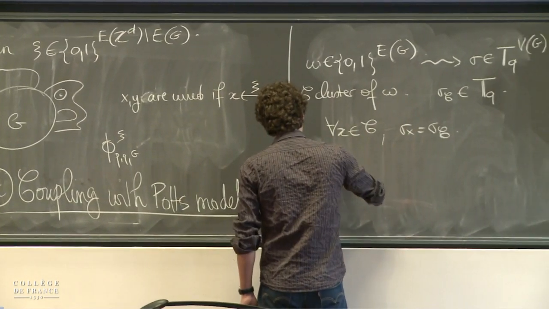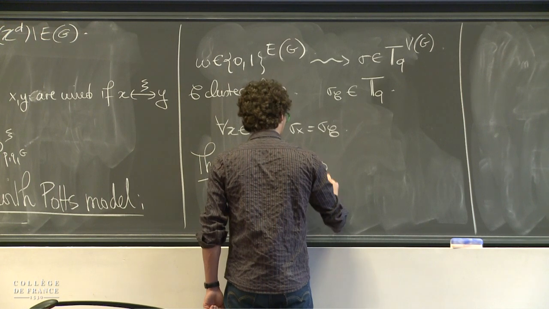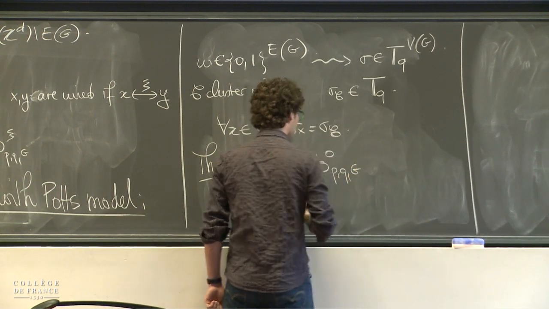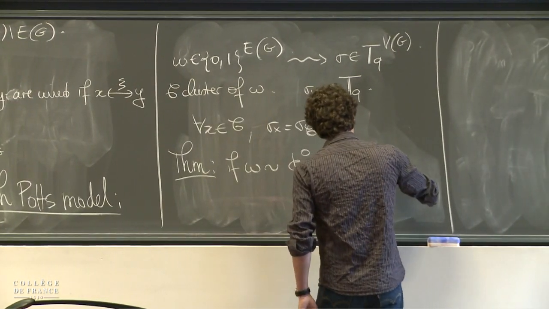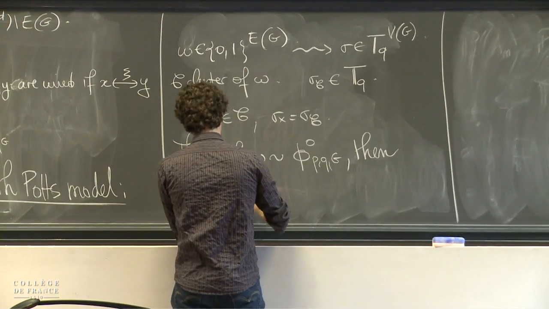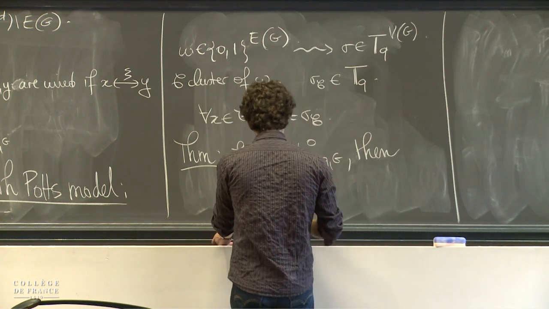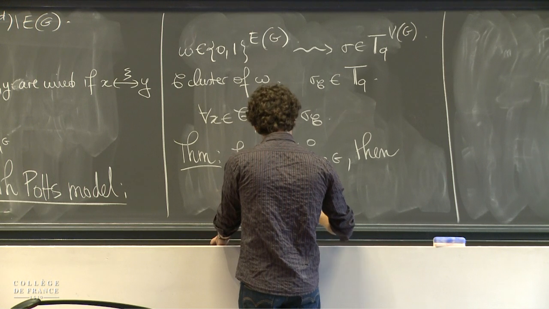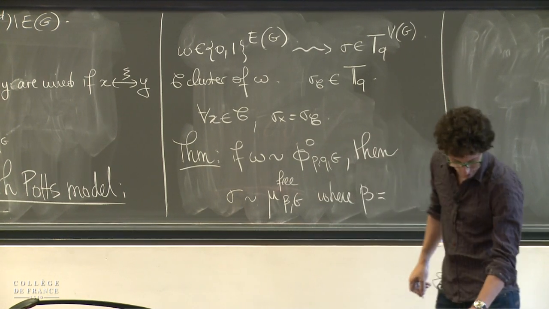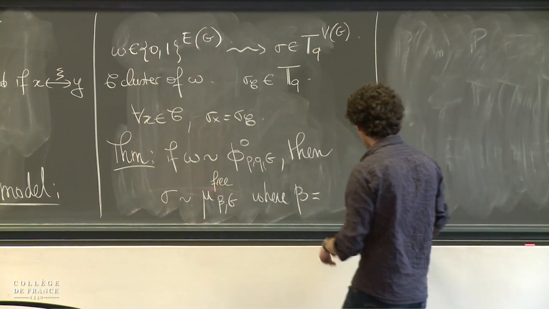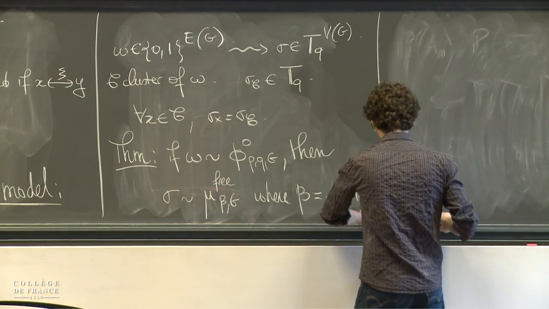And the theorem is the following: if omega is sampled according to phi 0, p, q, and g, so if I start with free boundary conditions, then, in fact, sigma is sampled according to the Potts model with free boundary conditions at parameter beta and g, where beta is, so that I don't make a mistake because I usually don't write it exactly like that, minus (q minus 1) over q log of 1 minus p.